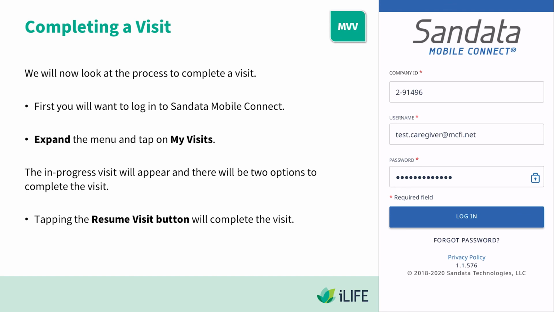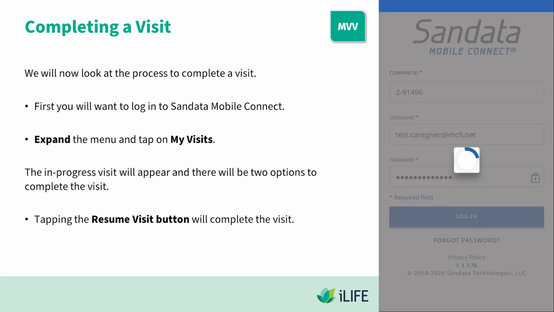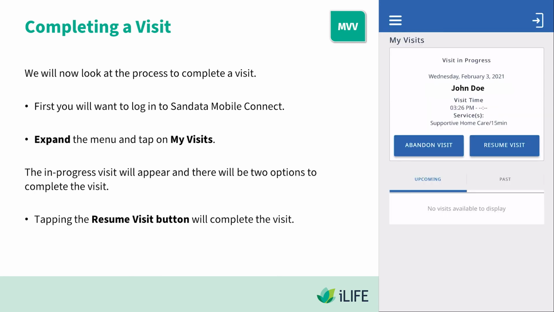Completing a visit. We will now look at the process to complete a visit. First, you will want to log into the SANdata Mobile Connect app. Expand the menu and tap on My Visits. The in-progress visit will appear and there will be 2 options to complete the visit. Tapping the Resume Visit button will complete the visit.